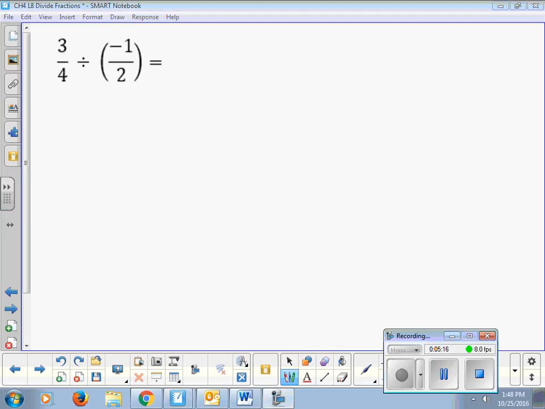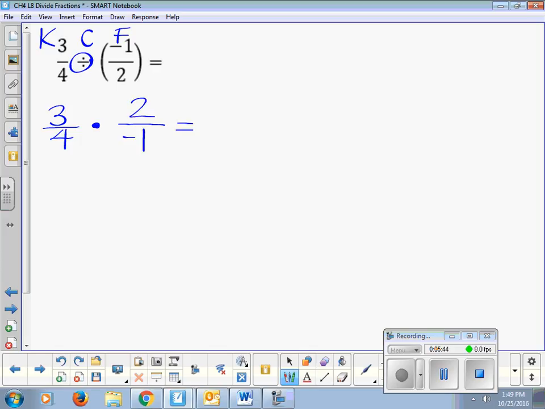For our next problem, we have 3/4 divided by -1/2. So we're going to use what 3 letters? KCF, keep, change, flip. I keep 3/4 the same. I change this division sign to multiplication, and I flip my second fraction. What does it become? 2 over -1.